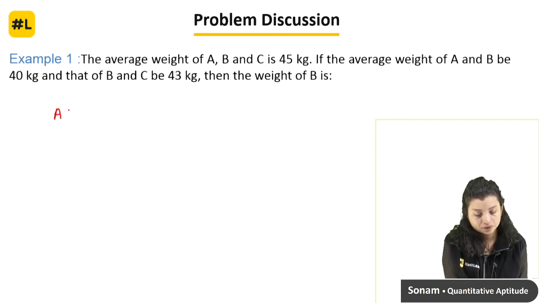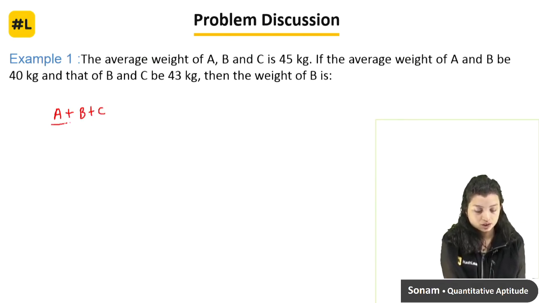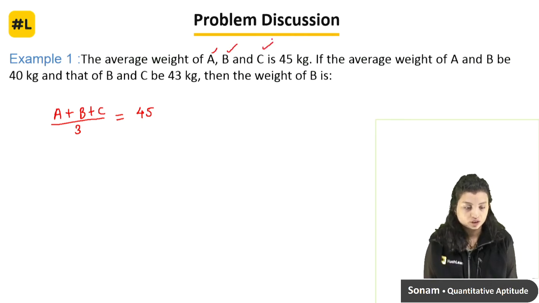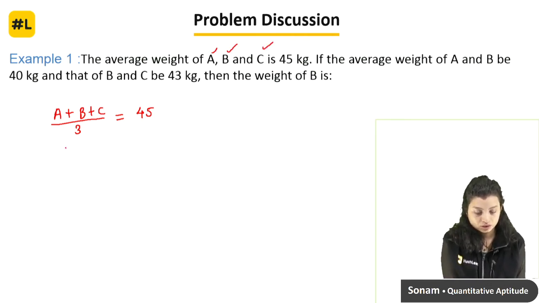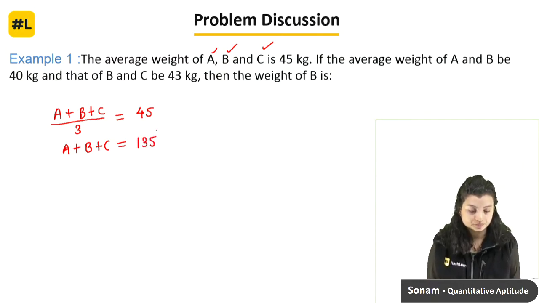My first equation will be A plus B plus C divide by 3 is equals to 45, right? Because they have mentioned that average of A, B and C is 45. So this will be my first equation. So can I multiply this 3 on the right hand side and I will get 45 into 3? 135, right? This will be my first equation.